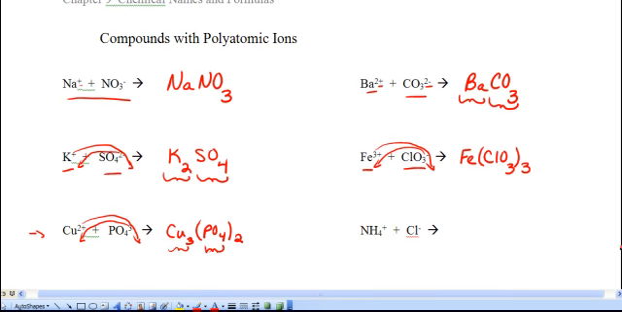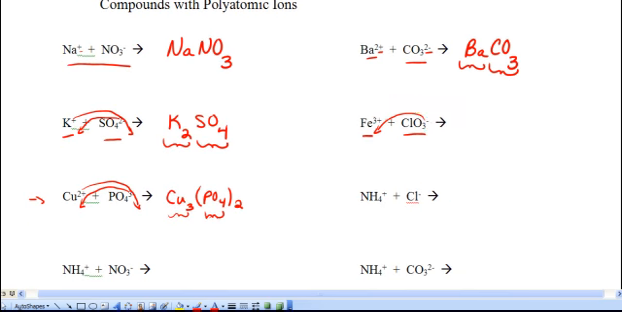The same is true when you're working with a polyatomic cation like ammonium. The 1 will go with the chlorine, or chloride. The 1 will go with the ammonium. So you have 1 ammonium, which is NH4, and 1 chloride, which is Cl. And there you go.